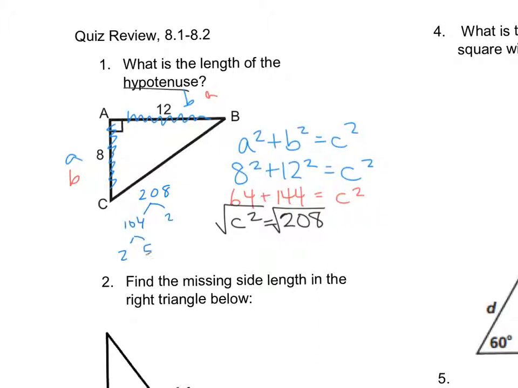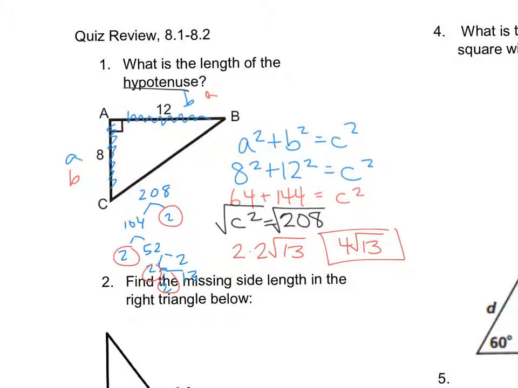2 and 52. 2 and 26. 2 and 13. So there's 1, 2, 3, 4 2's, so it's going to be 2 times 2 on the outside, root 13, which is 4 root 13. We don't need to do plus or minus because it's a distance.